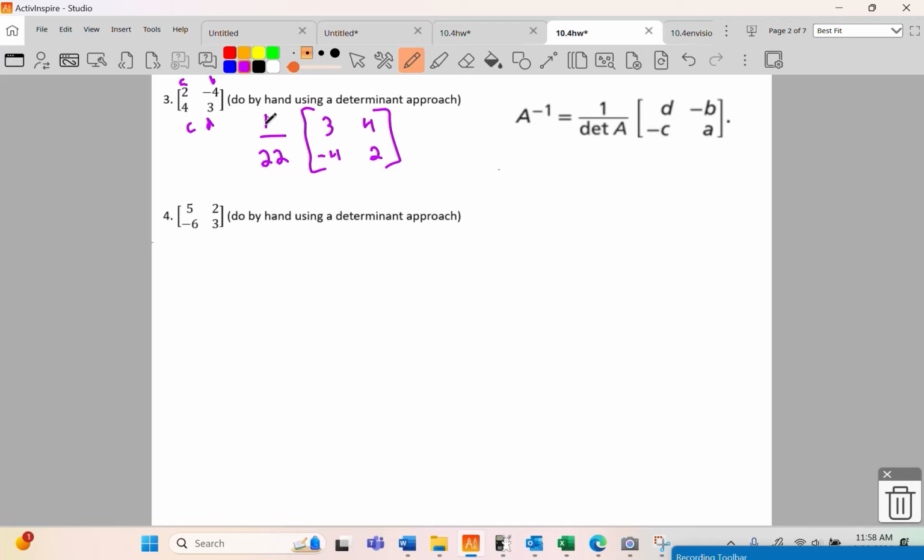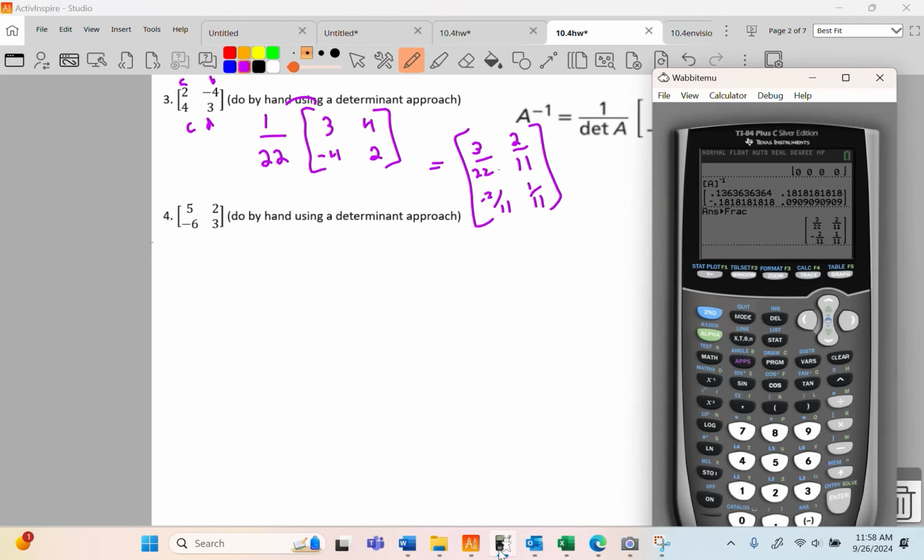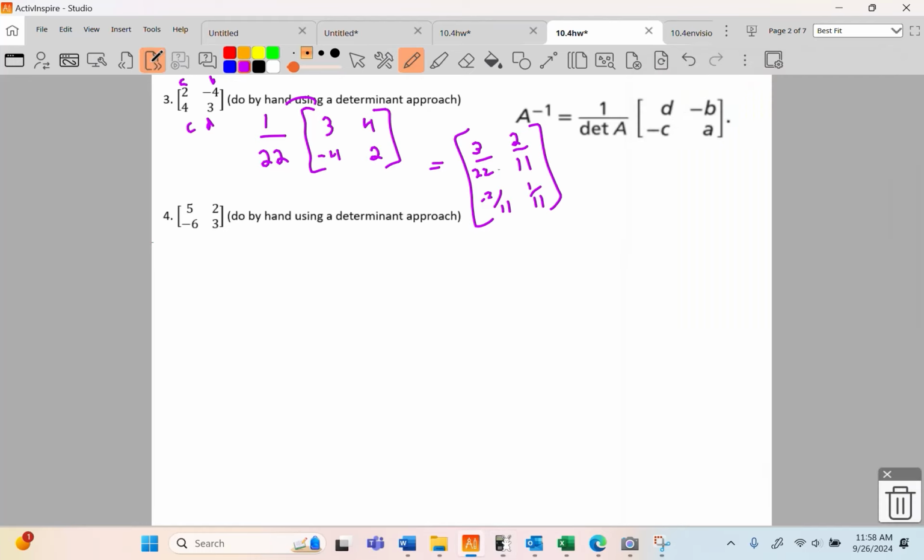Oopsie poopsie. Now I do the distributive property, and I get 3 over 22, 4 over 22, which is 2/11, negative 4 over 22, which is negative 2/11, and then 2 over 22, which is 1/11. And let's compare that to the almighty TI-84. And there we go. My loss, your gain, right?